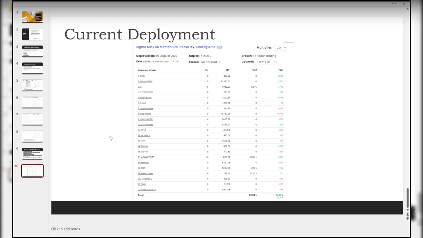Yes. So it will allocate the capital accordingly, right? Yeah. Okay. Okay, just not my question.